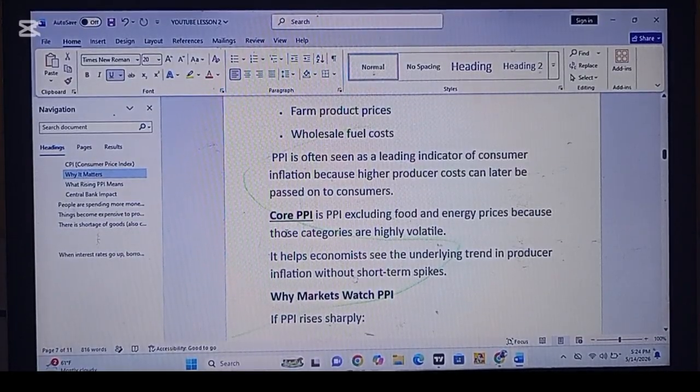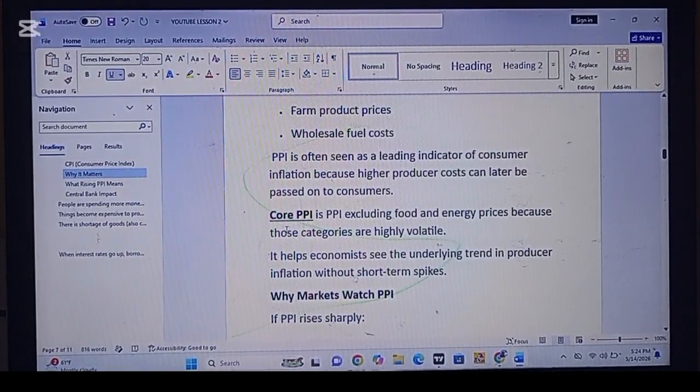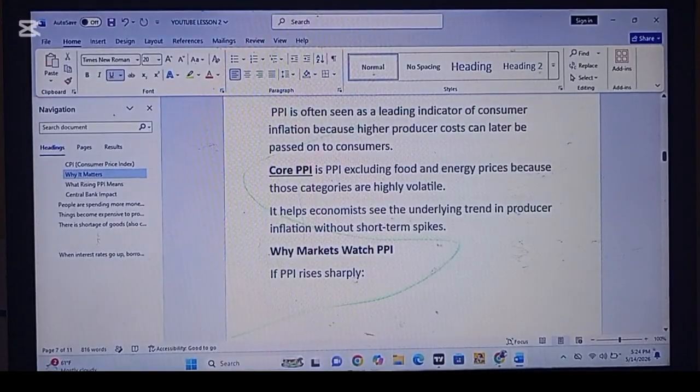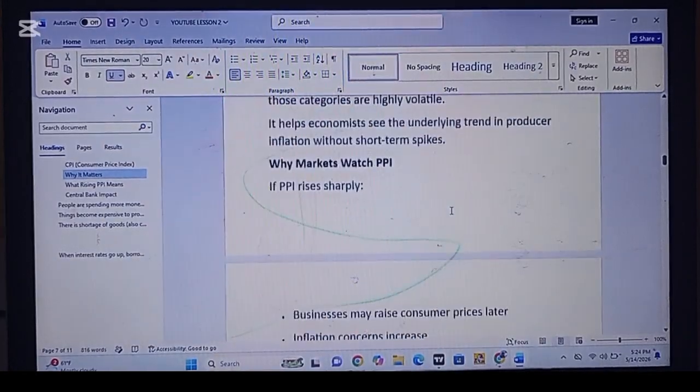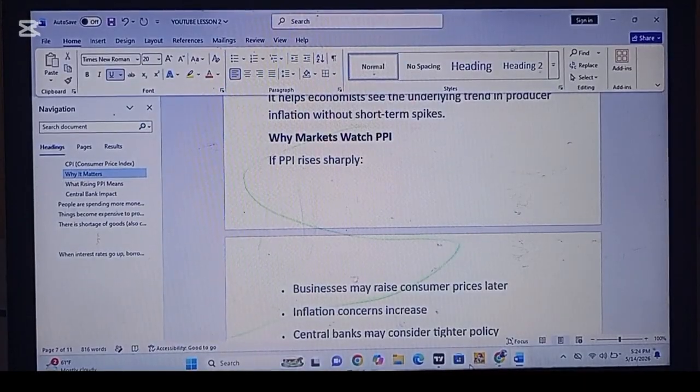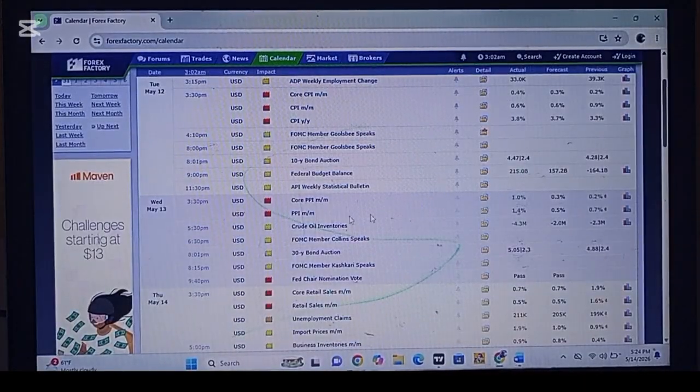And in our scenario, we are talking about the US economy. Because these categories are highly volatile, excluding them helps economists see the underlying trend in producer inflation without short-term spikes. Why should you watch PPI? If PPI rises sharply, like the way it has risen here, you can see we have 1.4.